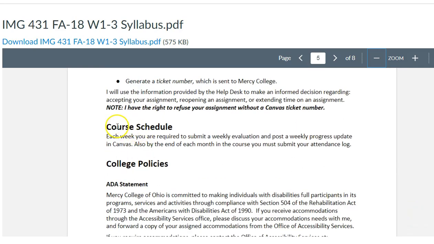So weekly, if you're used to the course schedule, essentially all you have to do each week is submit one weekly evaluation and one weekly progress update in Canvas. That's essentially going to be your course schedule as long as you're enrolled in clinical, from the point where you actually begin that clinical. So once you actually start to enter the clinical environment is where this process will really begin.